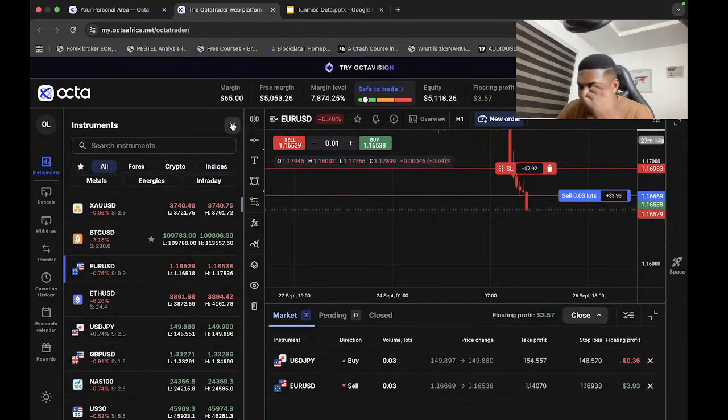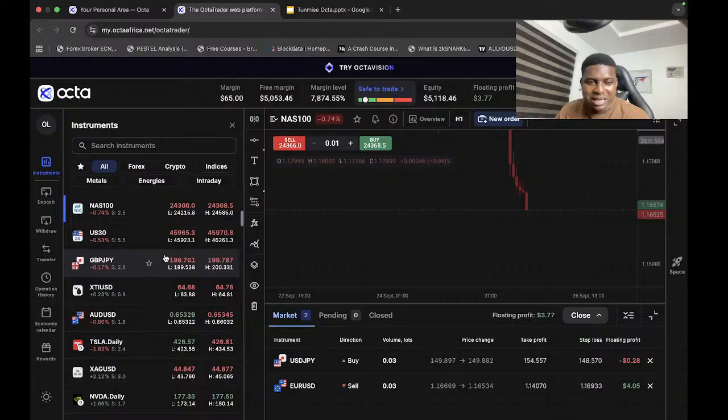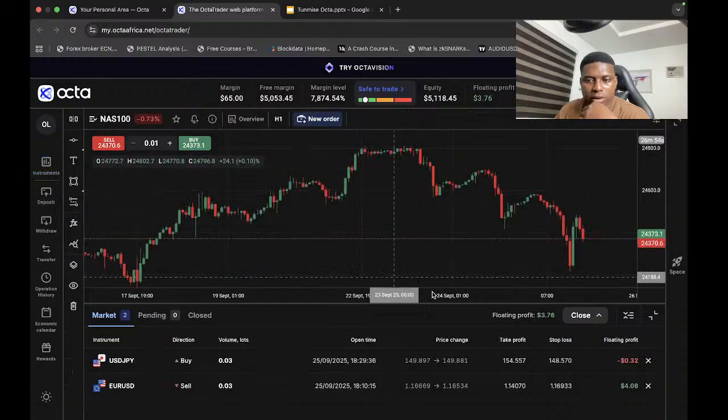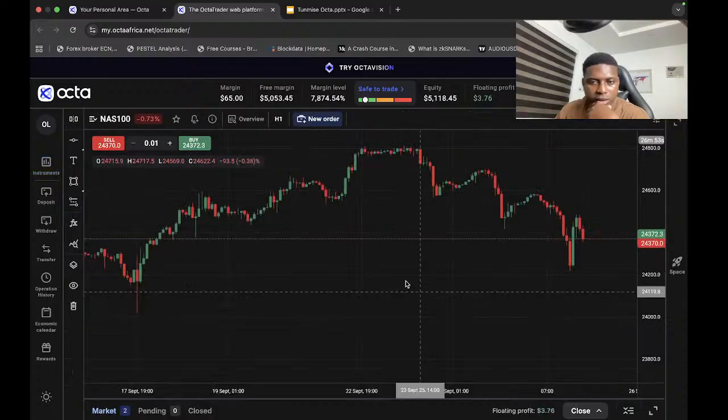Any other suggestion you want us to look into, any other market you want us to look into, please do well to share before I continue. All right, so let's go and look at NAS 100. Okay, let's look at NAS 100.